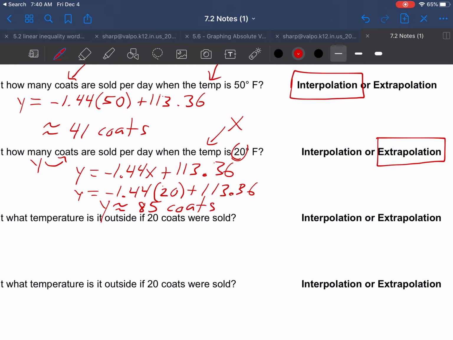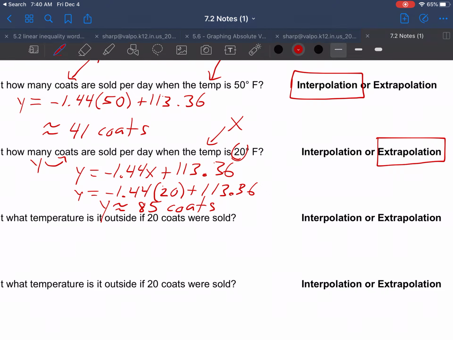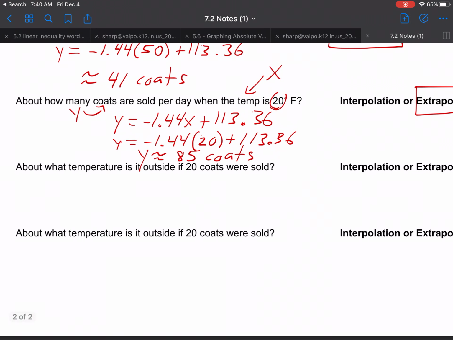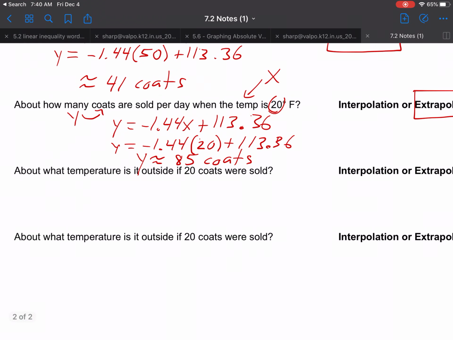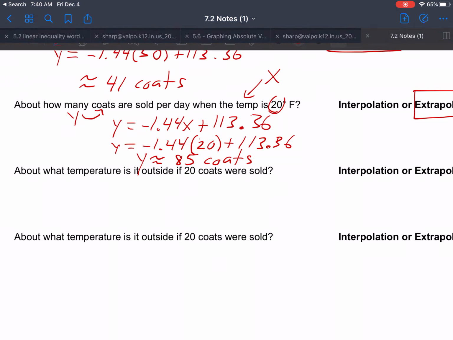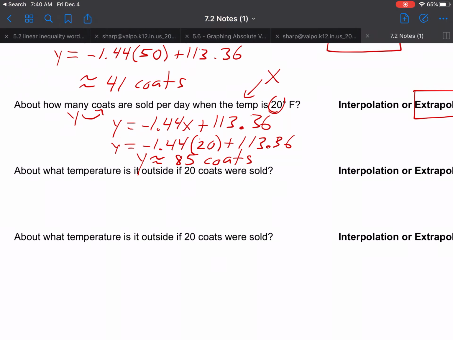And that was extrapolation because I had to find a set of data that was outside my best fit line. Then it says, what temperature would it be if 20 coats were sold? Again, now this is backwards because they're saying 20 coats were sold, but 20 is our y value. So in this situation, I'm first going to go look at the graph and see if it's interpolation or extrapolation. So 20 coats were sold.